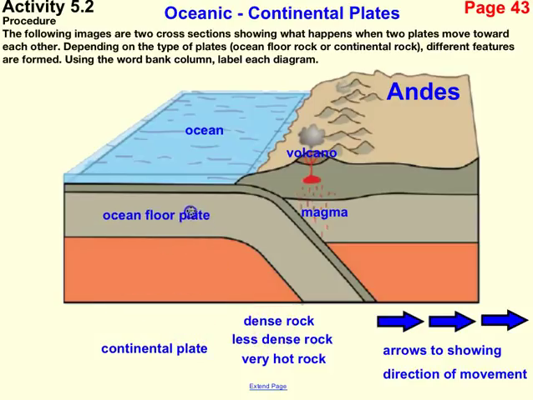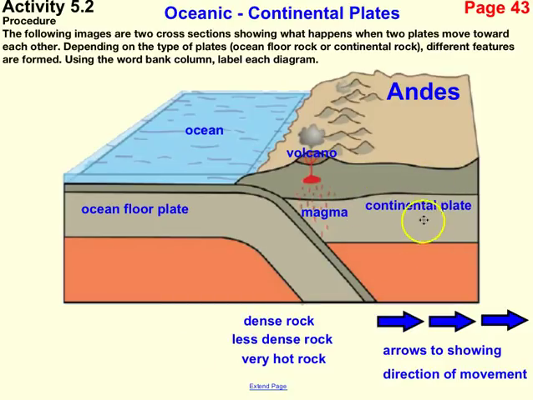We know where the ocean floor plate is. It's right here. And I'm going to put it right here because here's your oceanic crust and here's the top part of the mantle, and combined that makes the lithosphere. Continental plate, I'm just going to put right here, and it's both of these. It's all the continental crust and the very, very top part of the mantle.